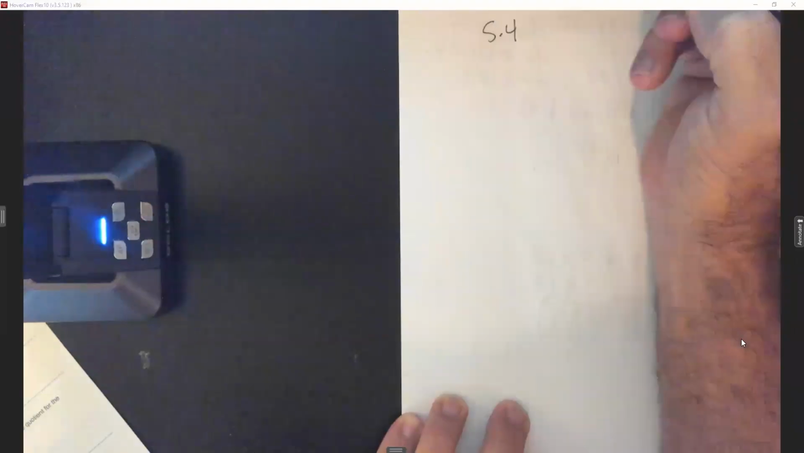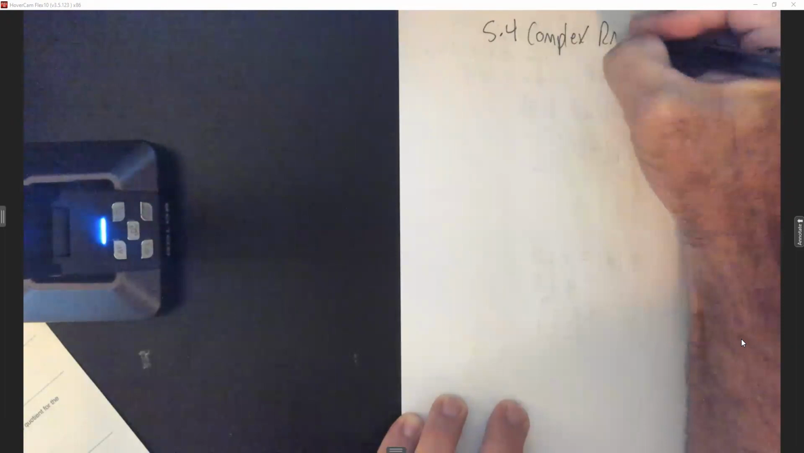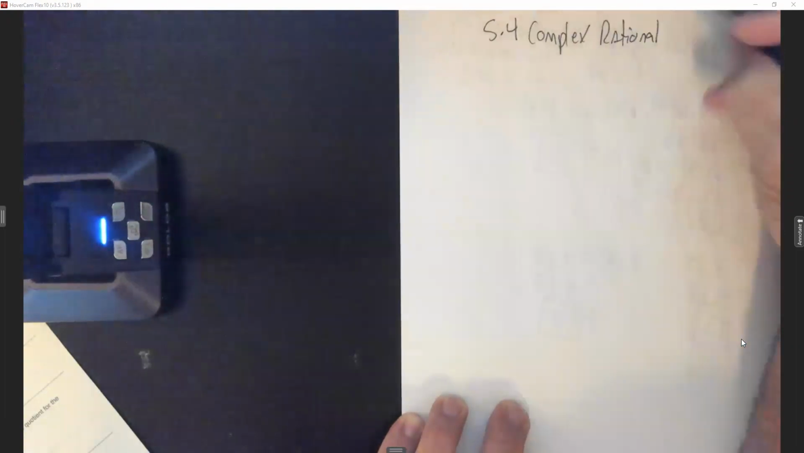So 5.4 deals with complex rational expressions.